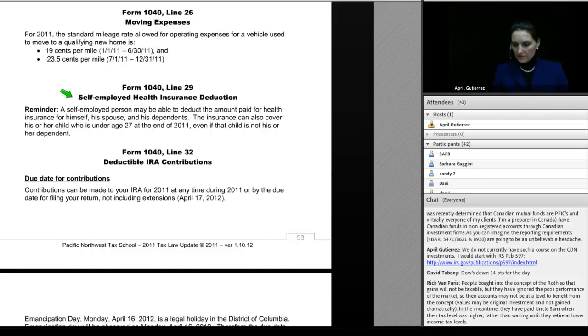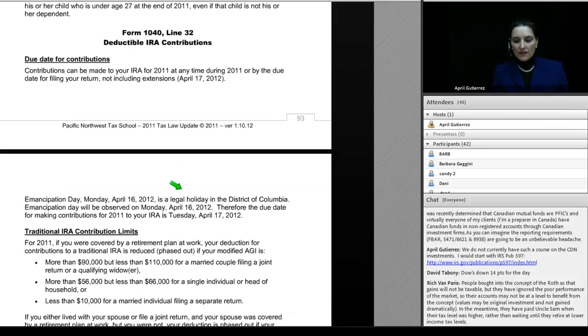Next up, we have deductible IRA contributions. The due date for contributions for your 2011 return is going to be April 17, 2012. Now, April 15th falls on a weekend. April 16th is a Monday, and April 16th is Emancipation Day in Washington, D.C., which means that the entire country is shut down for a day because of Emancipation Day in Washington, D.C.